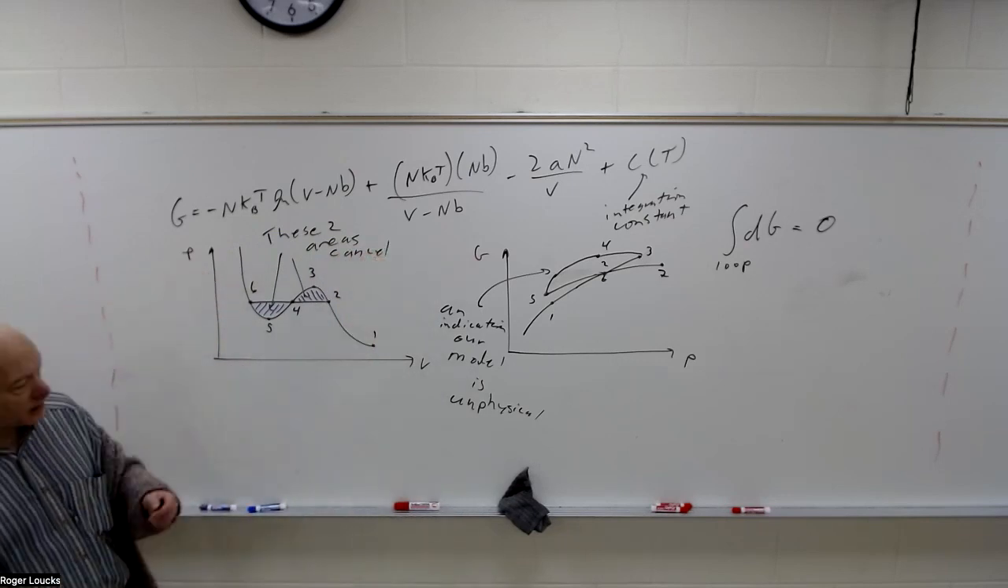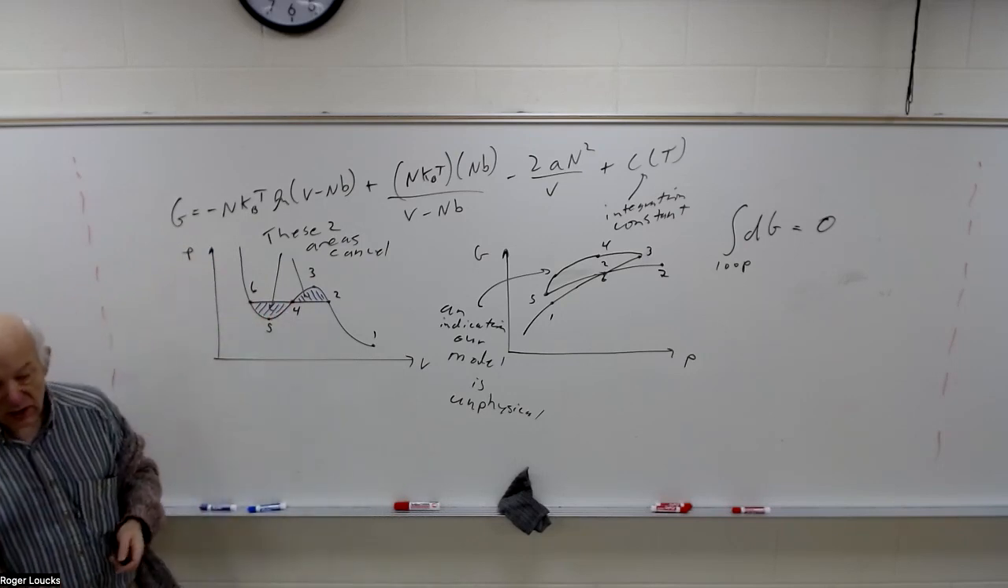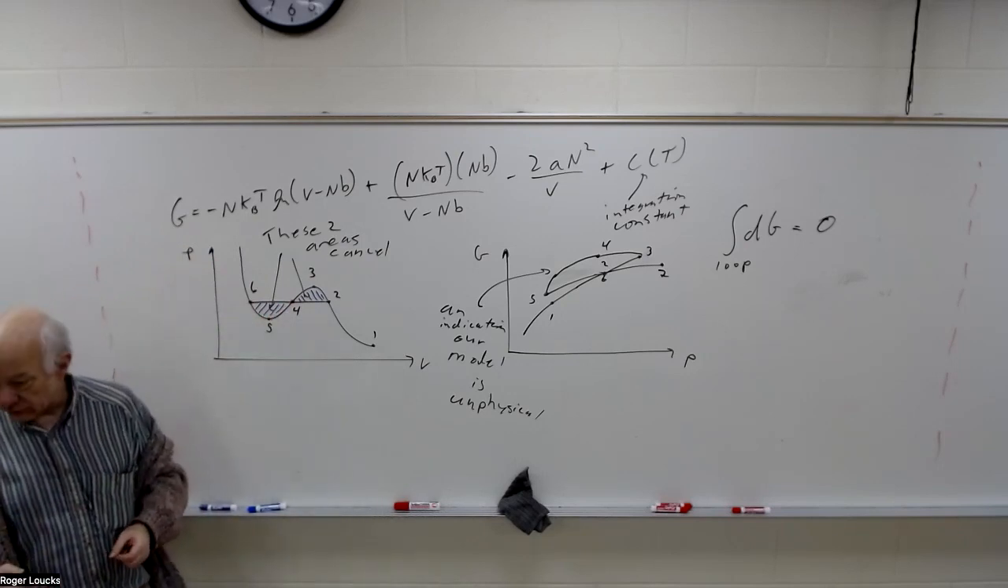And that's how you determine that line. You have a line here in such a way that these two contributions cancel each other. That's how you get that straight line. This is called Maxwell's construction.